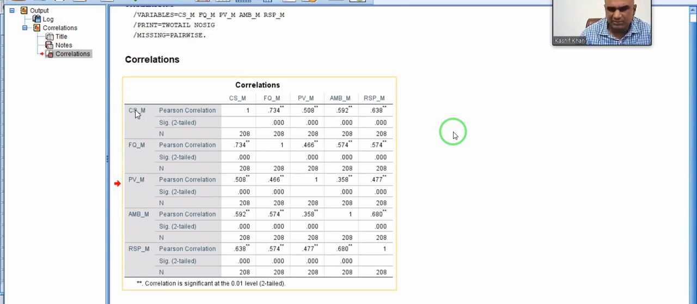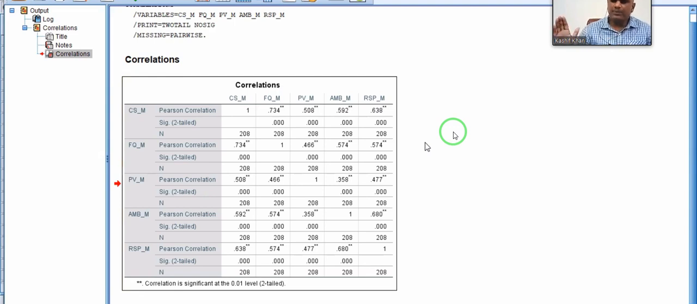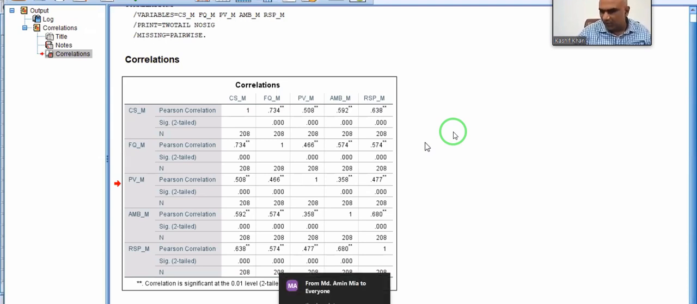So CSM, customer satisfaction, has a relationship with what? Customer satisfaction has a relationship of one with itself. Obviously, it's going to have a 100% relationship with itself. Now it has 0.73 with FQ, 0.508 with PV, 0.598 with MV, 0.638. There are multiple arguments, but the most common one I find is that the minimum correlation should be 0.20 and the maximum should be 0.8, even though some people say it can be up to 0.9. There should be correlation between the variables you are checking in your data, and the maximum should be 0.80.